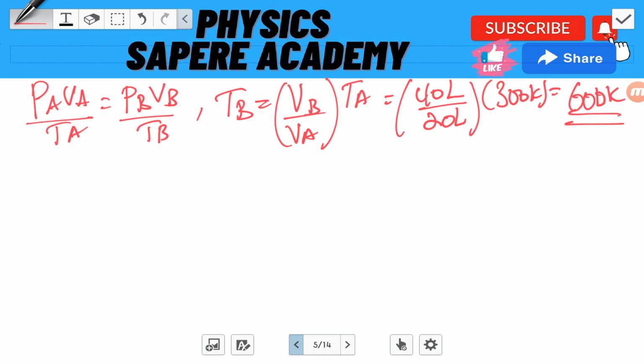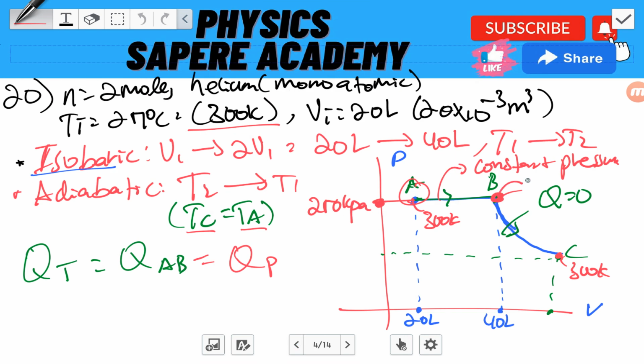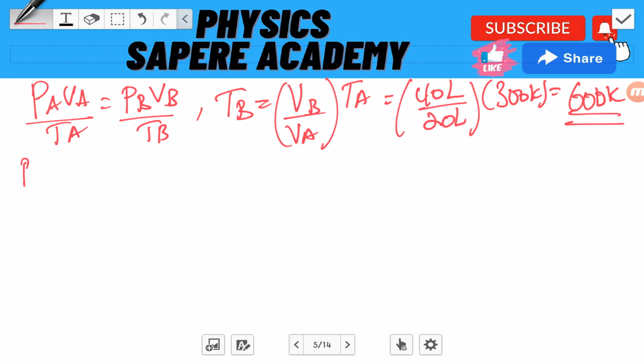So the temperature at this position is 600 Kelvin. Now I know this is 600 Kelvin, and this one is 300 Kelvin. I have my volume here, and so I can find the volume here. How? I know that the process from B to C is an adiabatic process, right? So I can use my equation. Which equation?